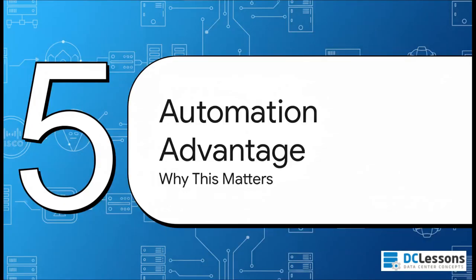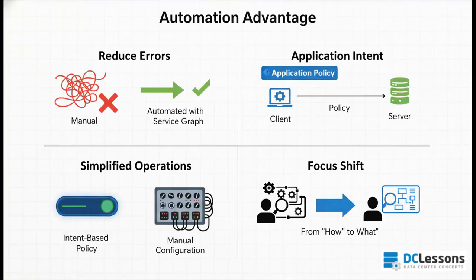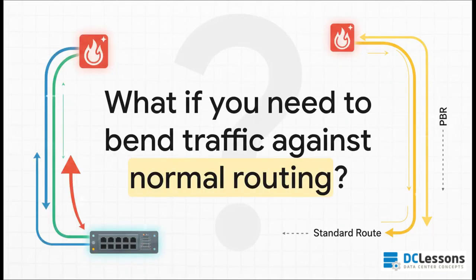So, why does this matter so much? I mean, in a real-world, fast-paced production environment, what's the tangible benefit of all this automation? Here's the bottom line. Automation leads directly to reliability and simplicity. By automating the creation of all those complex underlying policies, service graphs just slash the chances of you making a manual configuration error. And when something does go wrong and you have to troubleshoot, you can look at the high-level intent instead of digging through a bunch of separate confusing policies. It really fundamentally changes your job from managing network connectivity to managing application policy.